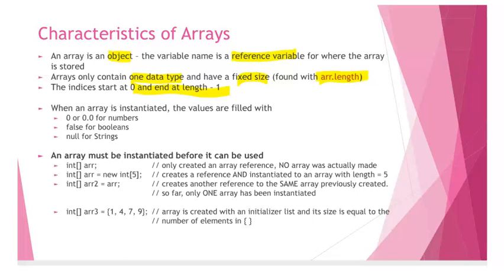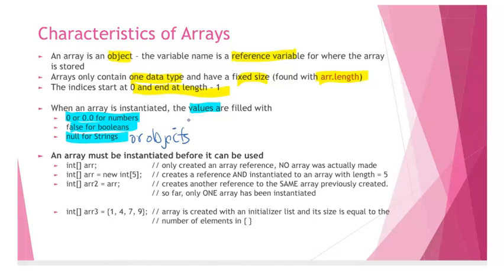Now, when we create an array, because it is an object, it has to be initialized and set up and be ready to go. The default values are filled in with 0 or 0.0 for integers or doubles, false for booleans, and null for strings or objects. If you were to have an array of a user created data type, and you instantiate it to be of size 5, then each of those elements would have an initial value of null.